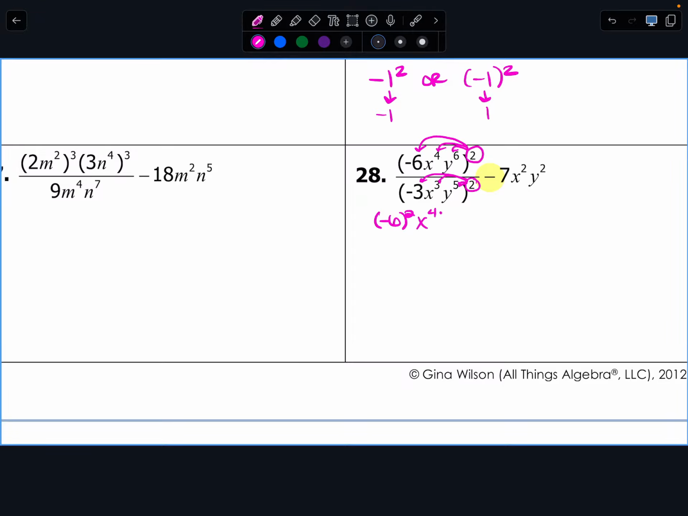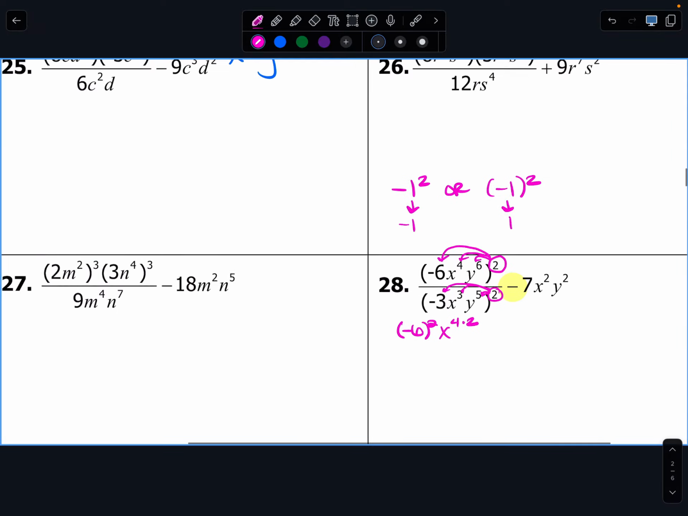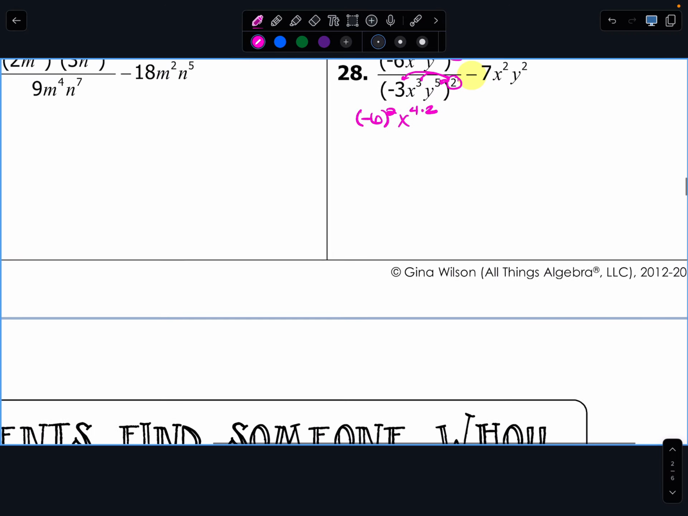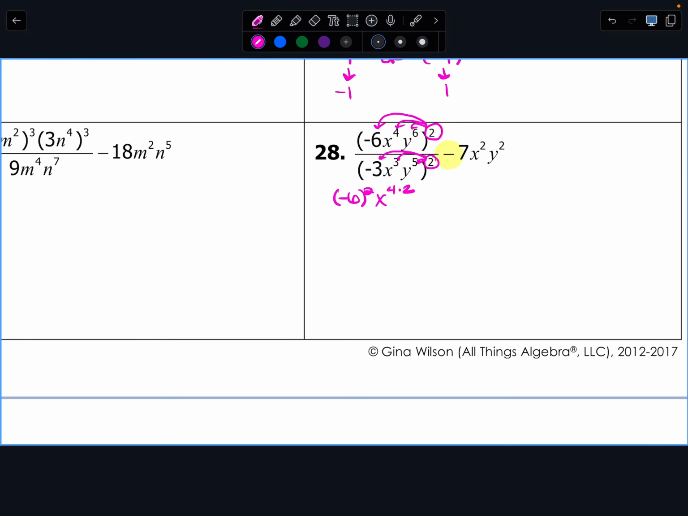Here I get x to the 4th times, and I'm multiplying that. And then I get y to the 6 times 2. And then I have a negative 3, and that's a quantity squared, and x to the 3 times 2, and a y to the 5 times 2. And then my little negative 7x squared y squared just comes down and tags along for fun because there's nothing I can do with it yet. Questions that you guys have?